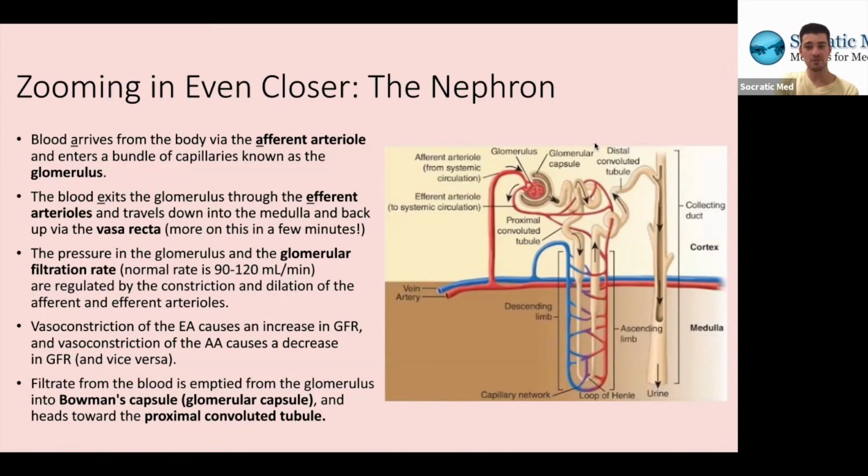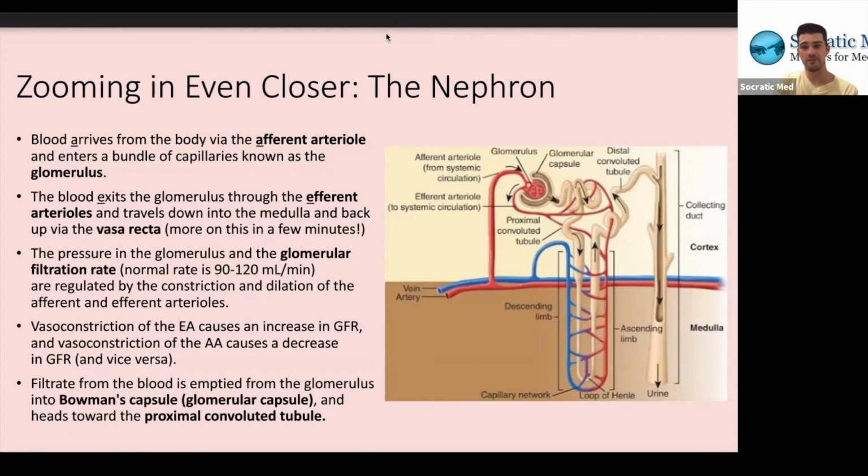So Bowman's capsule is just that surrounding area of the glomerulus. The filtrate leaks out of the glomerulus and is collected by the Bowman's capsule, which is also known as the glomerular capsule. And it is funneled in right over here and heads down to the proximal convoluted tubule.